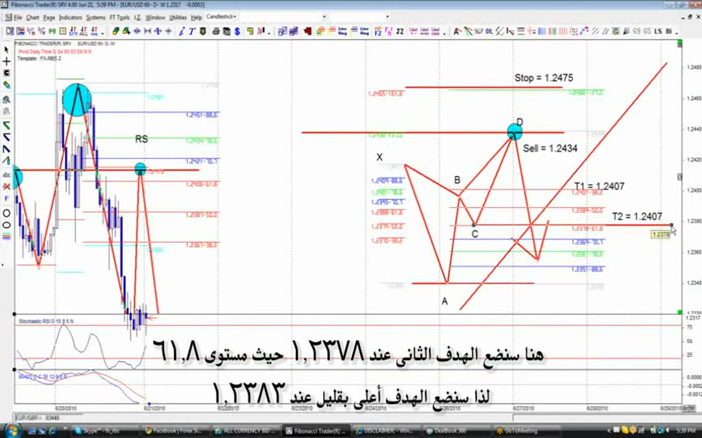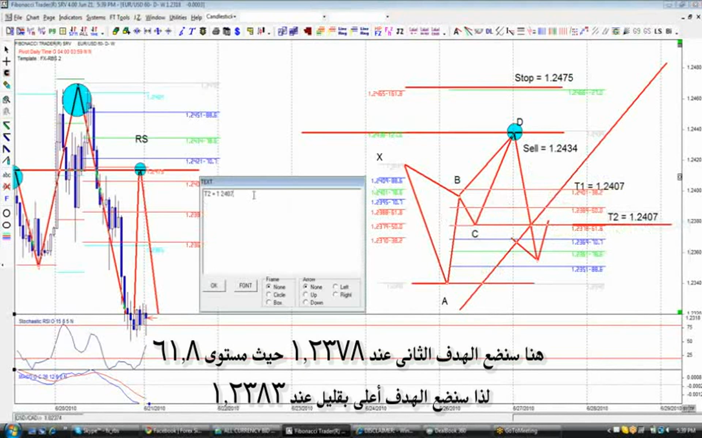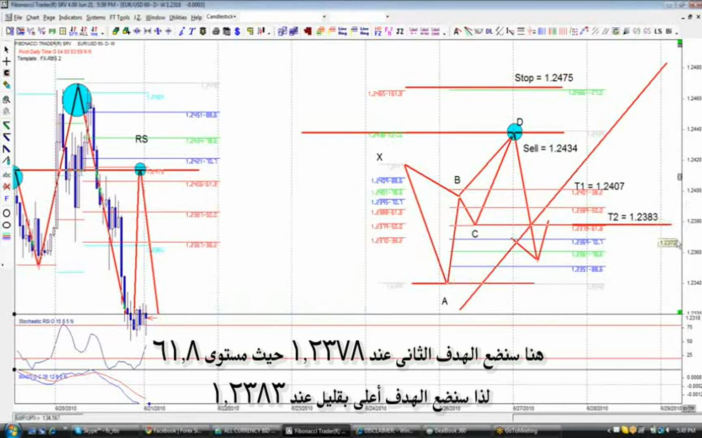Now this is where we place the second profit place. Now 123.78 is the 618. 123.83 would be my second limit.